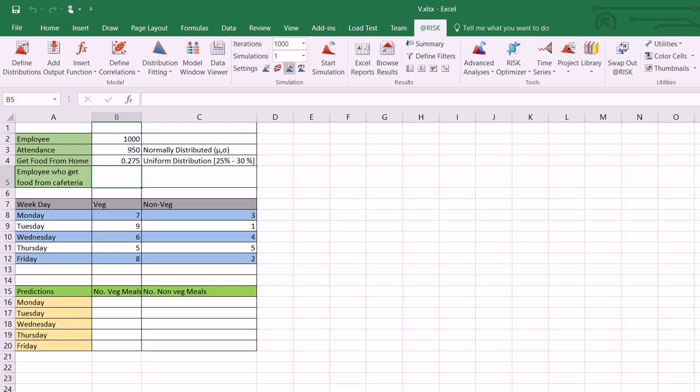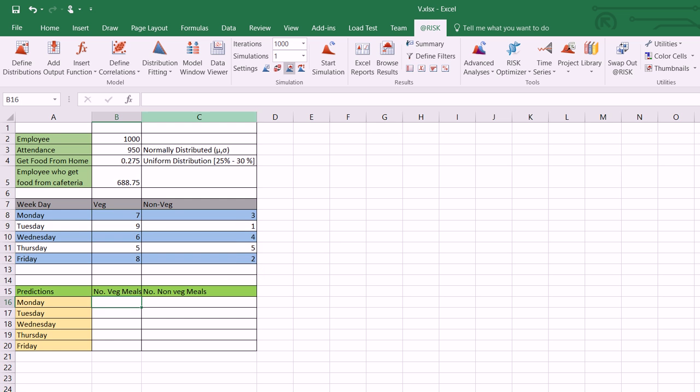Now we have the employees who get food from the cafeteria. That would be essentially this: 1 minus the value that we are getting, because these guys get food from home, so 1 minus that will be the percentage of people buying the food from the kitchen, and then the attendance multiplied by that. So that would be the number. Now I have split the table. The table shows the value of the ratio between the veg and non-veg split.